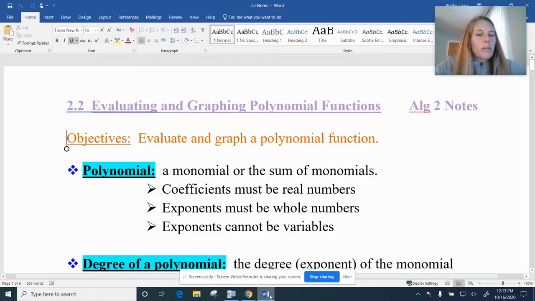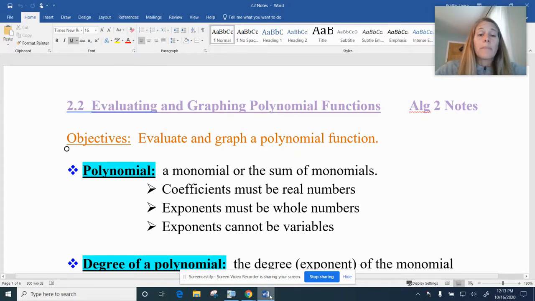So this lesson is on evaluating and graphing polynomial functions. The first portion here, we're going to talk about how to identify a polynomial, what criteria you must have in order for it to be a polynomial, and how to evaluate them in two different ways.